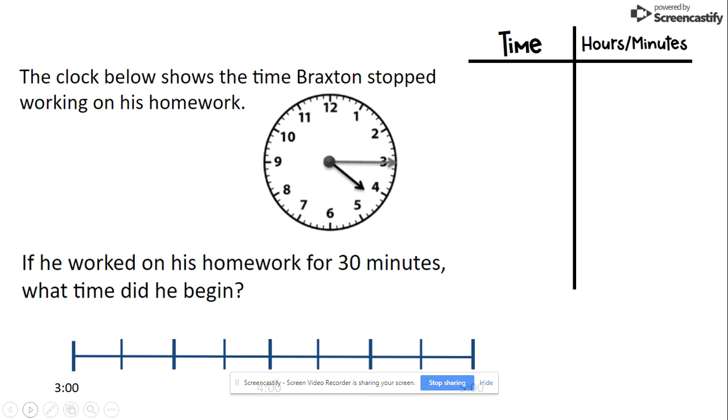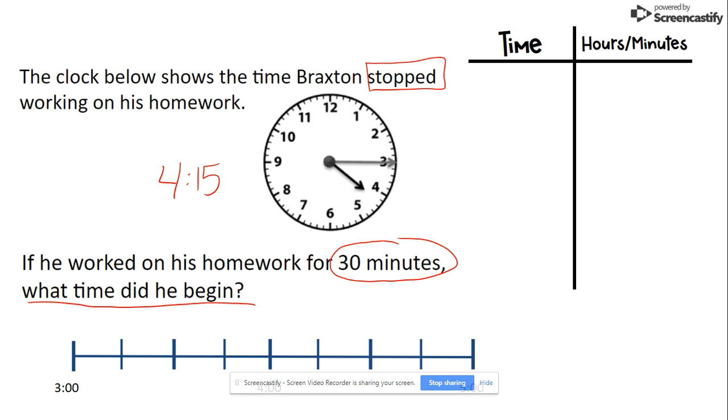Off the bat, I need to write the time that's shown on this clock, and I can see that it's 4:15. I'm going to circle any other numbers that I see in this word problem. I know he worked on his homework for 30 minutes, so that's the elapsed time they're giving us. And I know that the time on the clock was his end time because of that keyword stopped. And in my question, what time did he begin? That word begin is my important keyword that lets me know I'm looking for my start time.